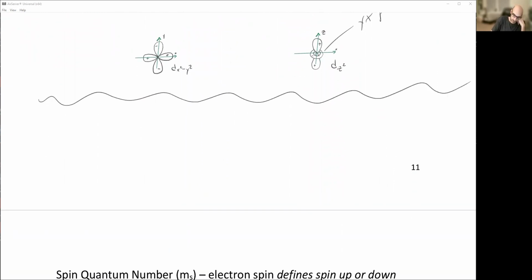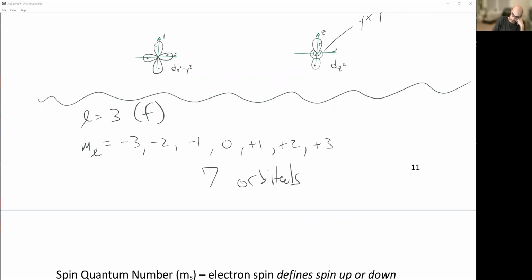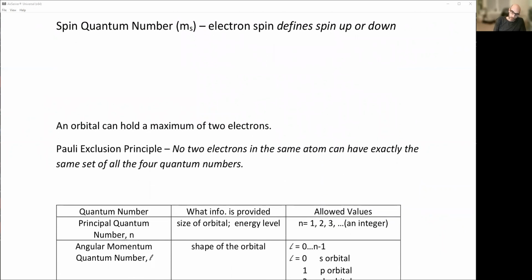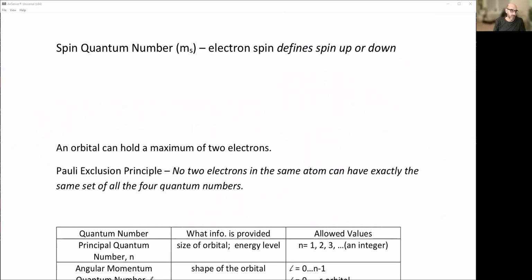The last one is if L is equal to 3, M sub L can equal -3, -2, -1, 0, +1, +2, and +3. So this is the F subshell. There are 7 orbitals for this. And I would encourage you to just Google the F orbitals drawings and take a look. We don't get into them much. They're really complex and they're kind of crazy. They're complex versions of the D.